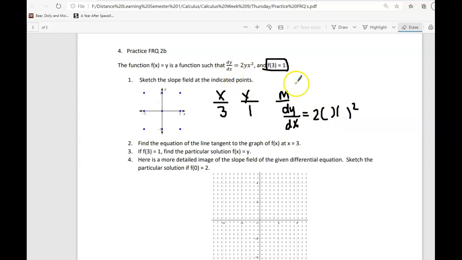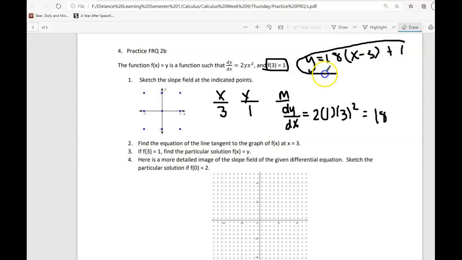Slope into our differential equation there. So I'm going to plug in 3 for the x, and I'm going to plug in 1 for the y. That's going to be 2 times 9, which is 18. And therefore, the equation of the tangent line is going to be 18 times x minus 3 plus 1. No need to simplify.